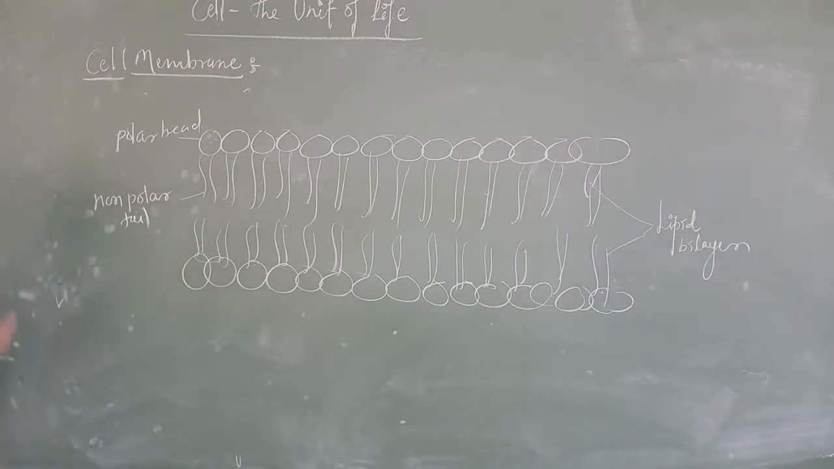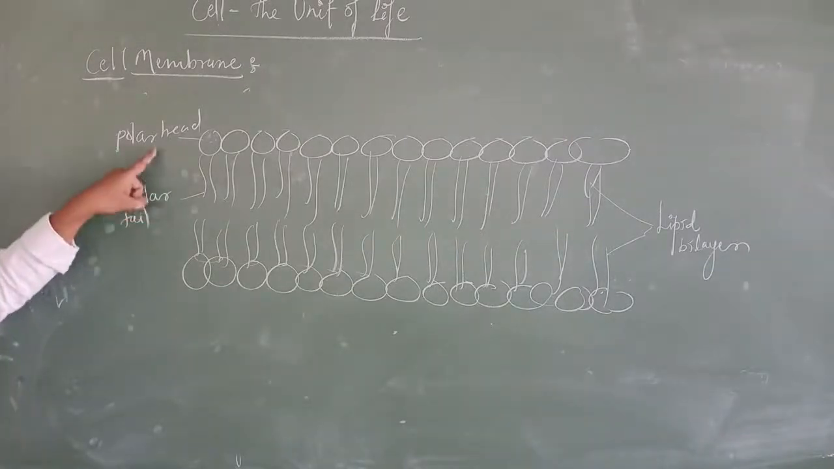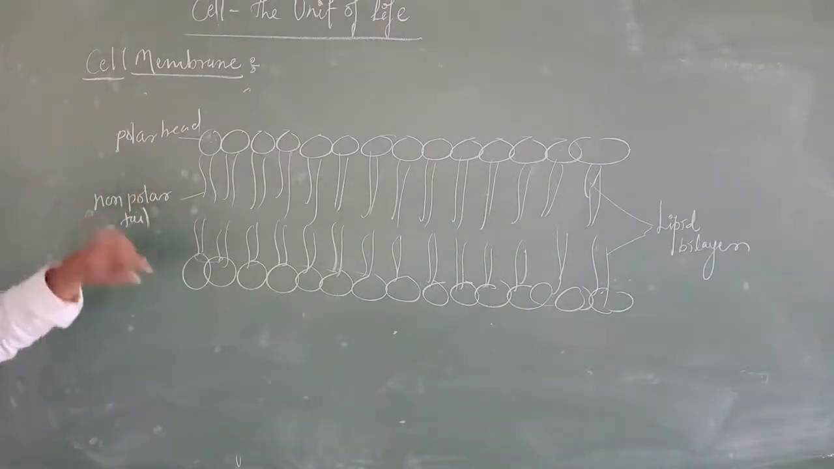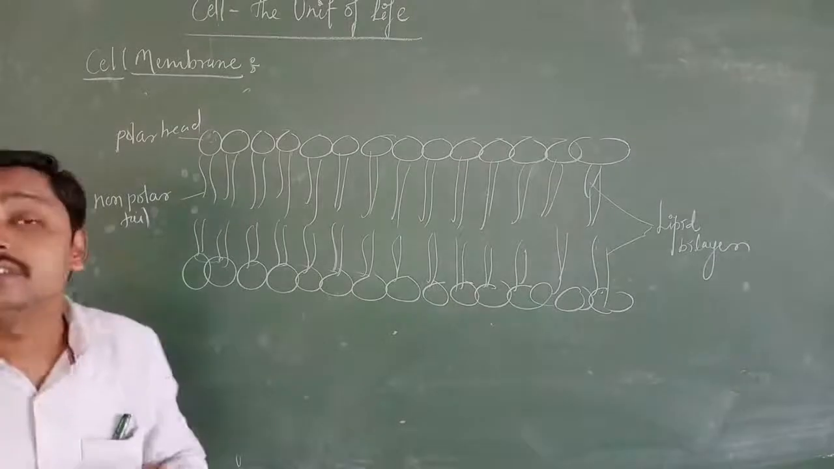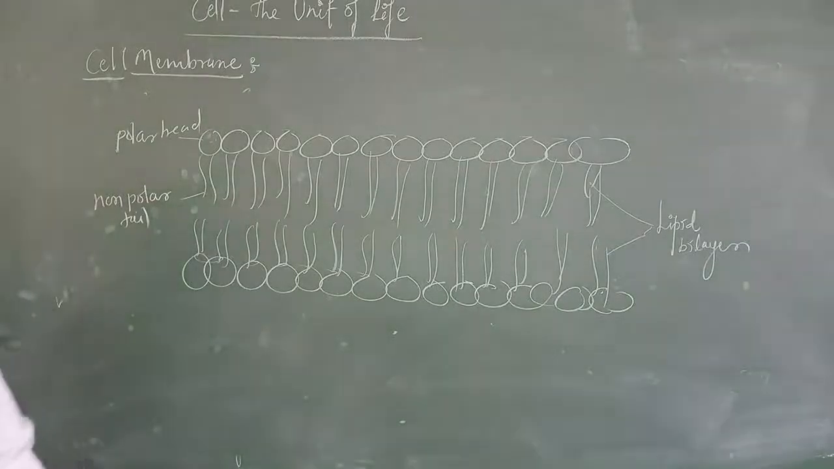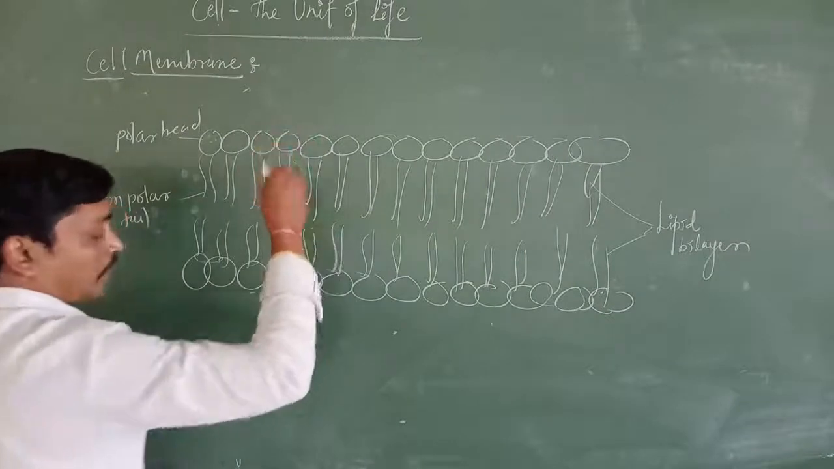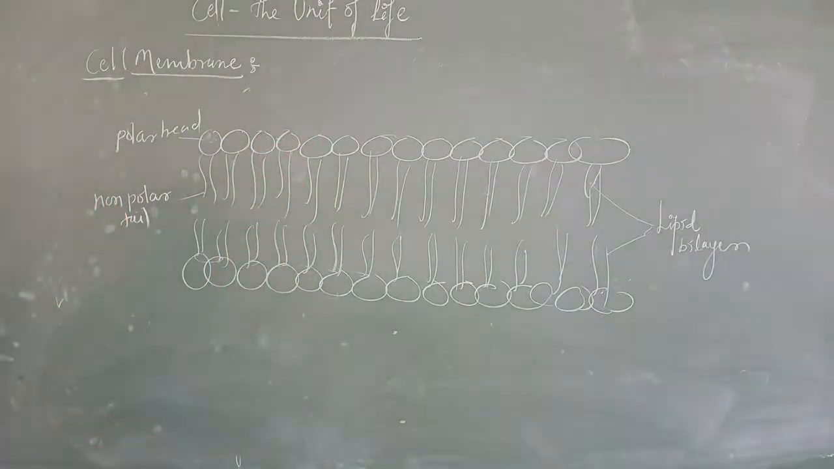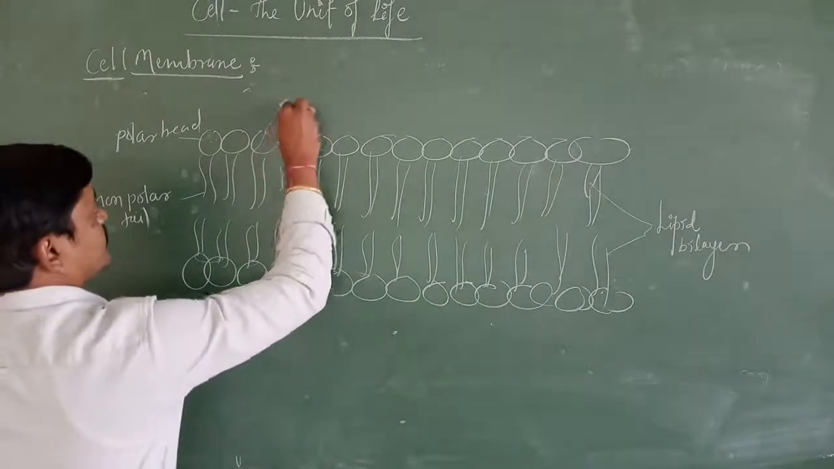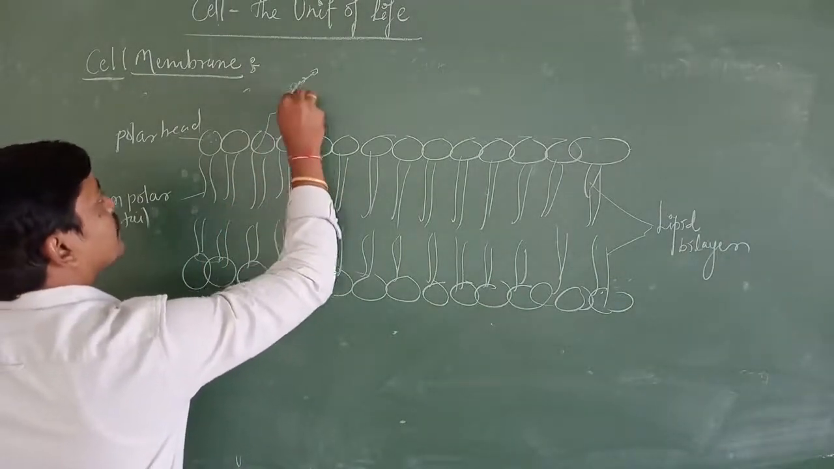Now what we are going to draw here, apart from the lipids, I told you the plasma membrane consists of what? Proteins and carbohydrates. Proteins and carbohydrates in the sense, I told you some proteins are classified into peripheral protein and integral protein. Now I used to draw like this.